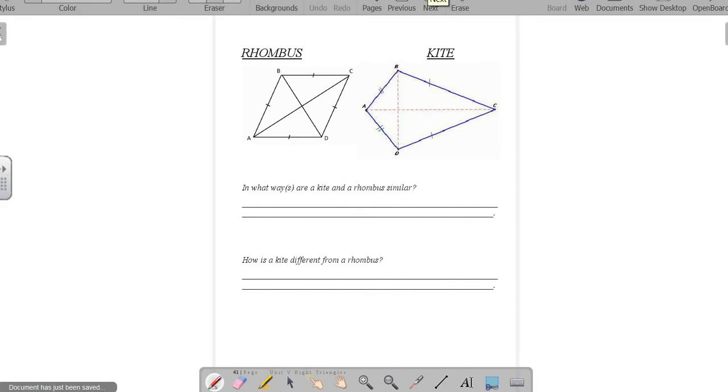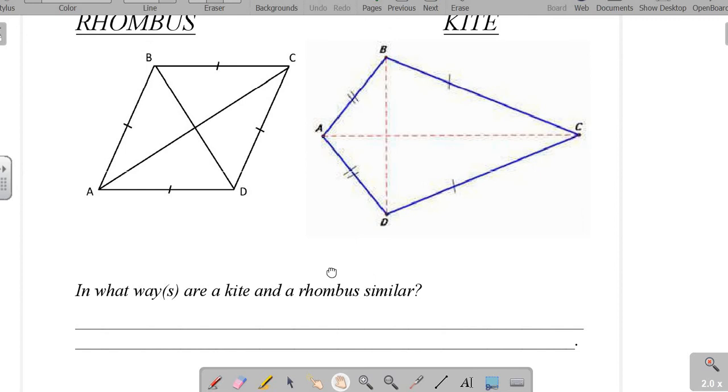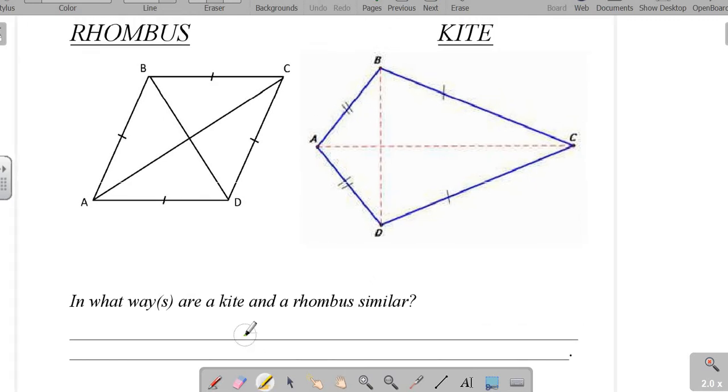Let's take a look here at a kite and a rhombus. A kite and a rhombus. Look very carefully. Now, what I want you to do, please, is I simply want you to, 1, physically trace the diagonals. Physically trace the diagonals, please. So trace the diagonal here and the diagonal here.